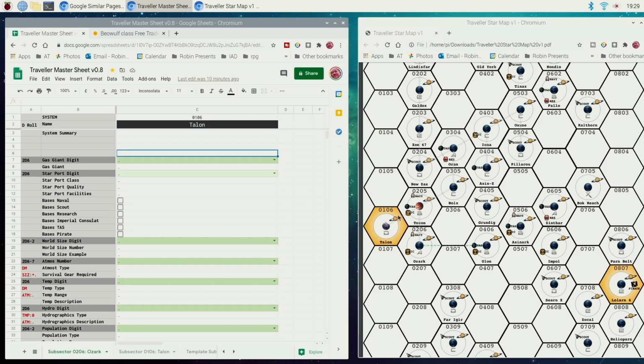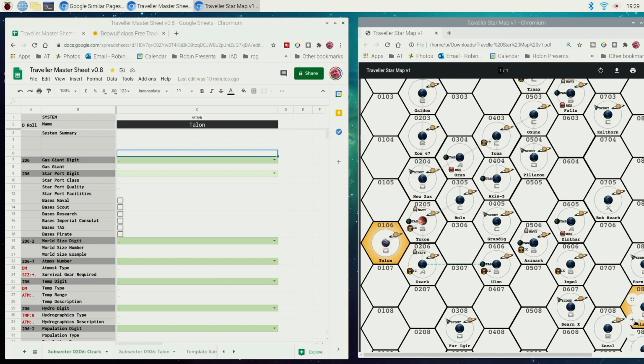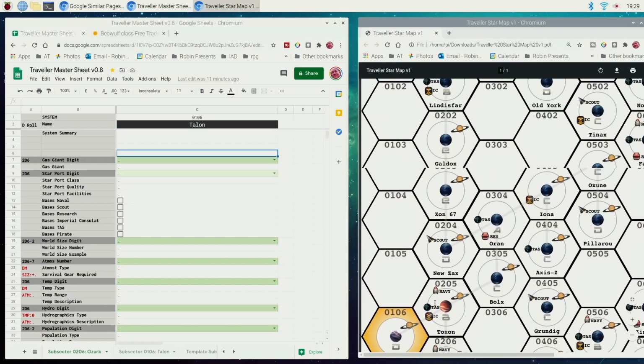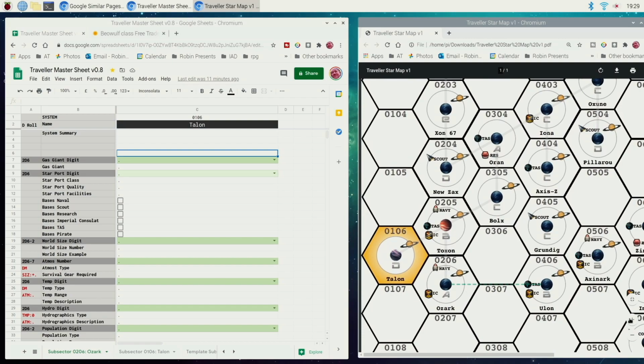Talon was an ice ball and very small, quite industrial. Toxon was just a desert, and we ended up with a banking traders corporation type operation on there, and a lower level of population than Talon on the desert.